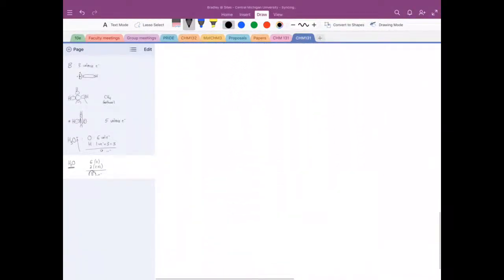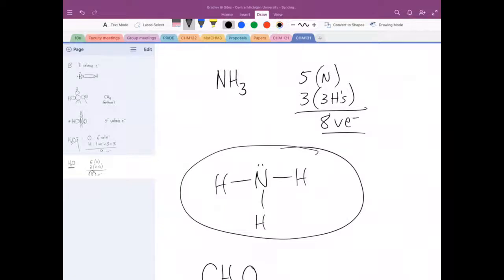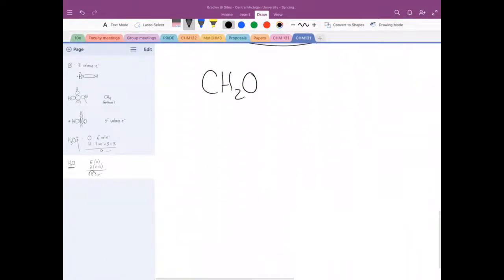Okay, so here's a little more challenging one. CH2O. If I were to put an example like this on the midterm, I would be explicit. In a lot of examples you know which is the central atom, so I don't have to tell you nitrogen is the central atom in this one, for instance. But in something like this, it's not really clear. Is the oxygen the central atom? Is it carbon? So I'll be explicit and say that carbon is the central atom.